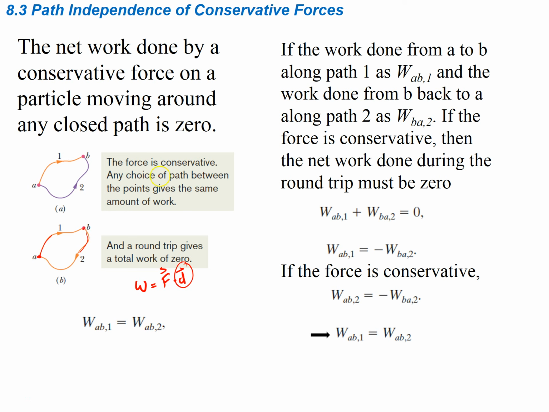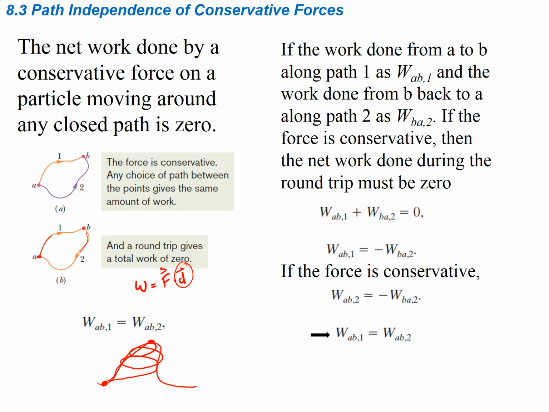If the force is conservative, any choice of path between the points gives the same amount of work. If I was traveling up a mountain, I could either go straight up the mountain to here, or I could take a looping path all the way around and get up to the top. The same amount of work is done, because you're doing the same amount of work against gravity. We're working against the potential energy, so the same amount of work is done.